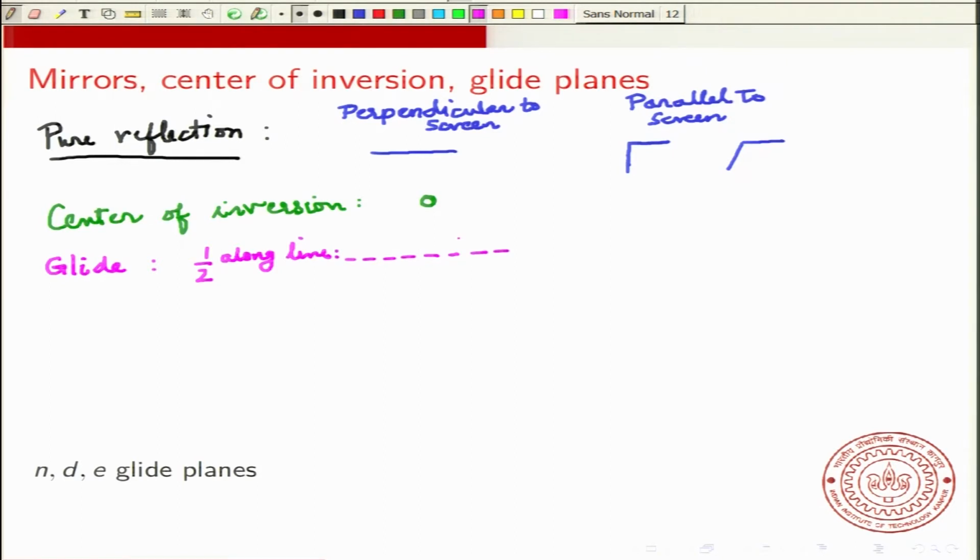Now, you could also have a translation of half. You could also have a glide plane that is perpendicular to the screen, but the direction of the glide is half, but normal to the plane, normal to the screen.